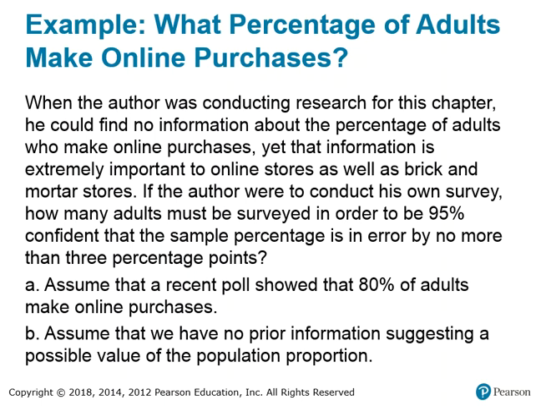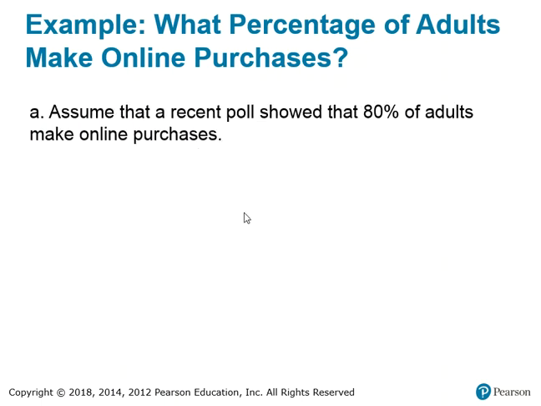Now, the author is choosing the margin of error. He could have chosen to do 5 percentage points or 1 percentage point. That is up to the person who's doing the study. Assuming that a recent poll showed that 80% of adults make online purchases, so in A we know the p-hat, and in B we don't, so we're going to have to do the different formulas.